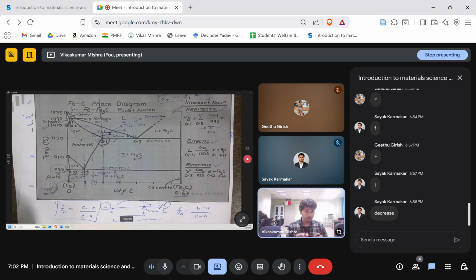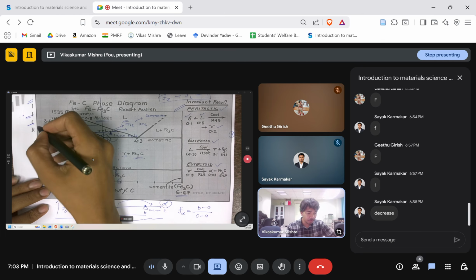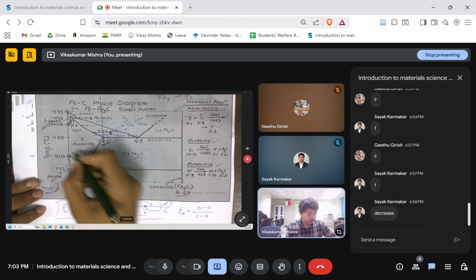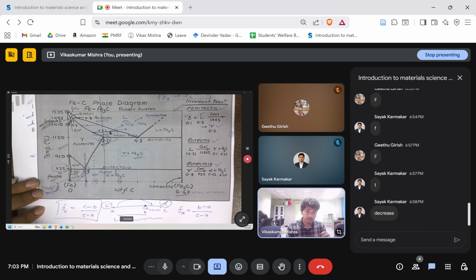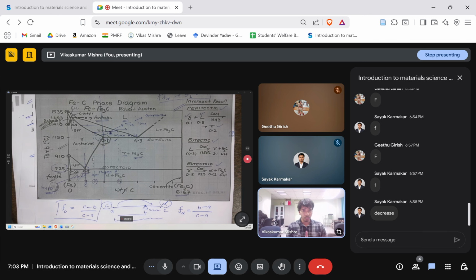The question which is asked is a beautiful question. The maximum amount of carbon that can be dissolved, in which phase, whether it's alpha ferrite, austenite, or delta ferrite? The answer is austenite. And what amount? It can go to 2.1%. That is the maximum. We cannot move more than that.